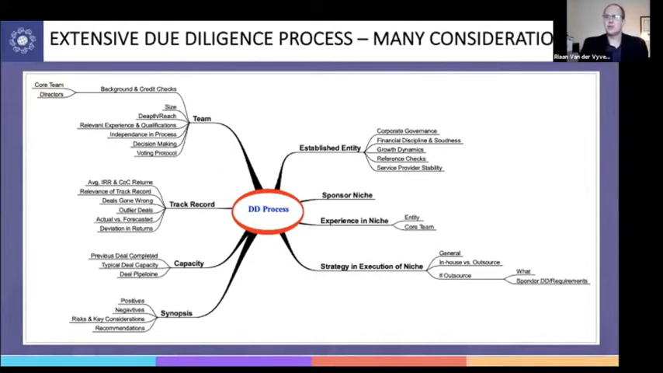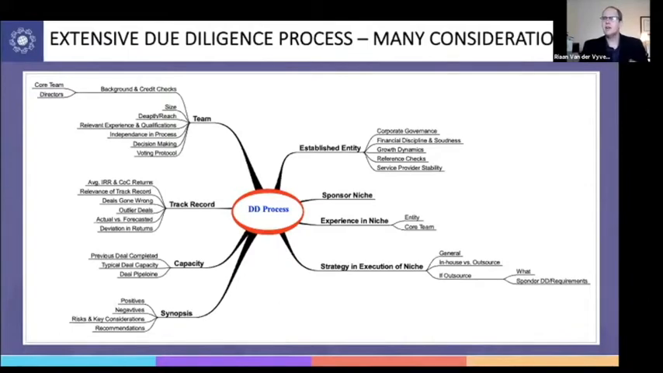Because we don't want to do all this work and then get one deal a year out of this sponsor. Because our community starts to trust the sponsor, they start to trust the quality, they start to understand the deals. And then just lastly, in terms of the synopsis to the investment committee.